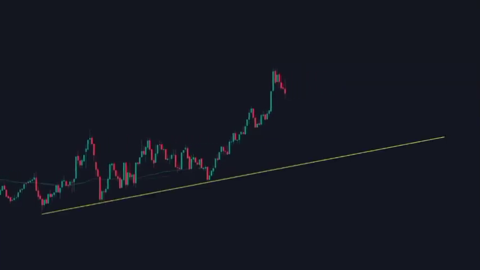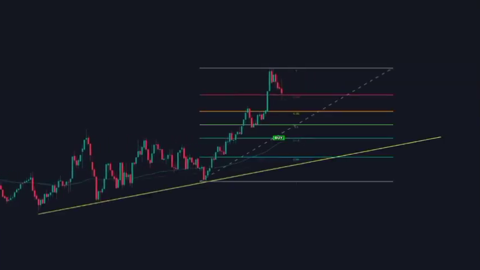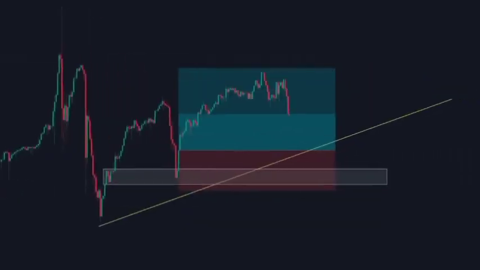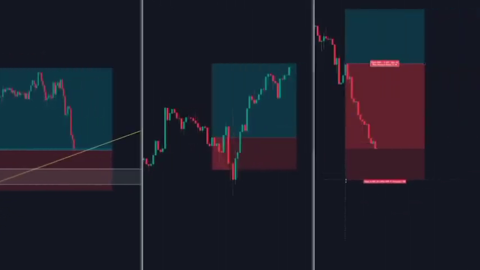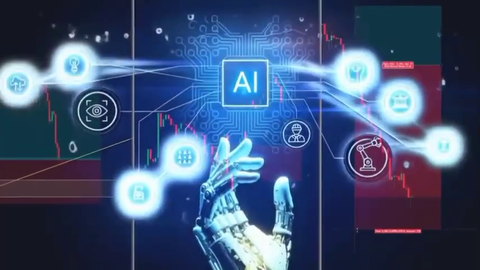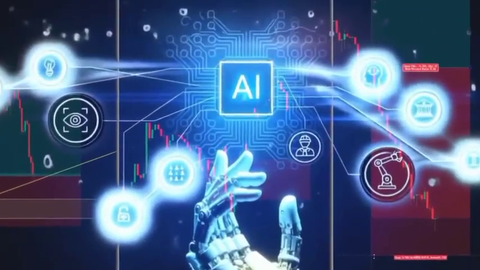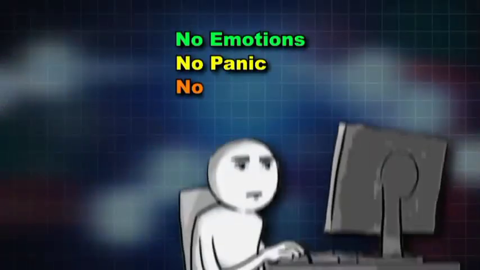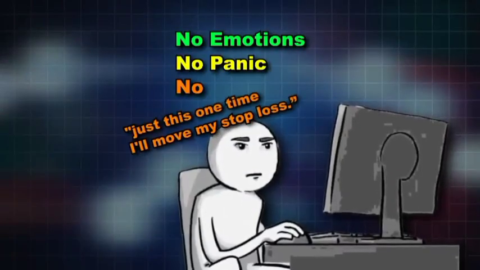One of the hardest parts about trading is sticking to a set trading plan. We've all diverged from our plan at least once, whether that's exiting late, entering early, or moving a stop loss. AI will always stick to that trading plan no matter what. No emotions, no panic, no "just this one time I'll move my stop loss."